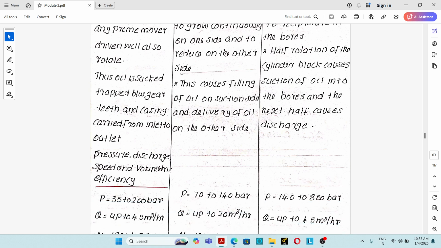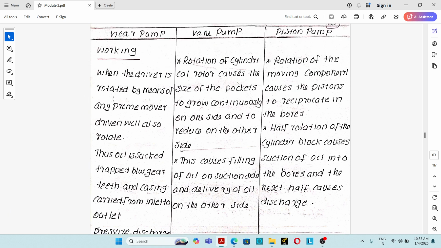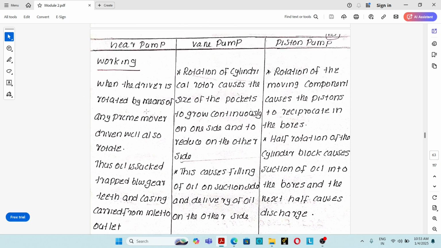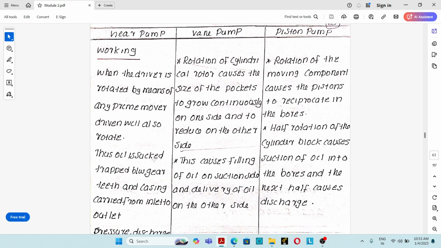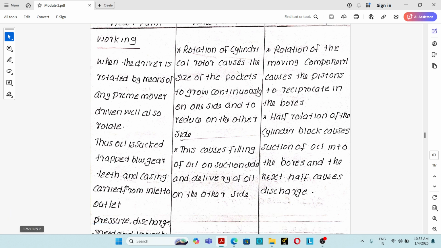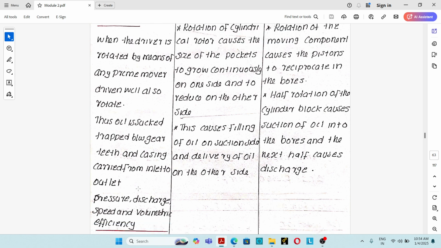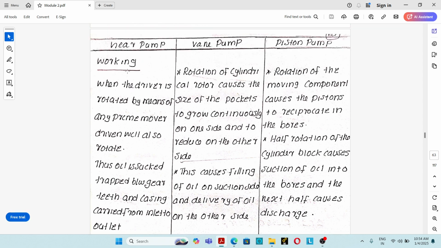Next one, working. First of all, the gear pump. When the driver is rotated by means of any prime mover, the driven gear will also rotate. Thus, oil is sucked in, trapped between the gear teeth and casing, and carried from inlet to outlet. So this is the working of the gear pump.